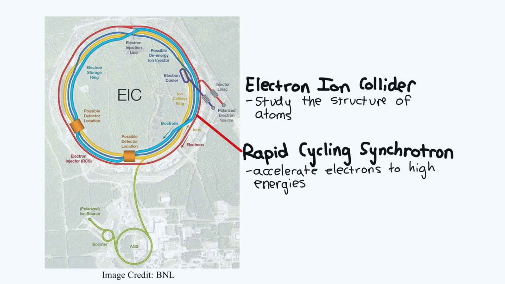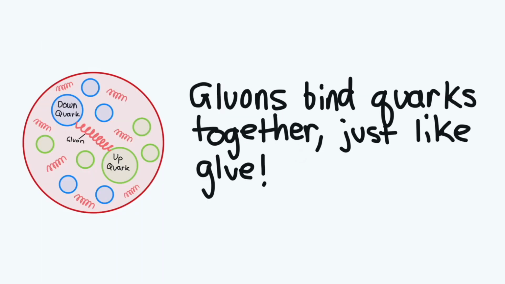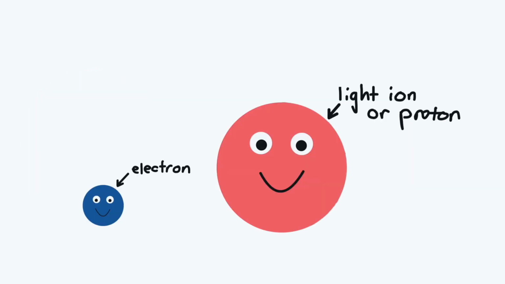The rapid cycling synchrotron will be responsible for accelerating electrons up to high energies to collide with the ions to hopefully discover more about the structure of atoms, and more specifically the strong force in gluons. Gluons are the carriers of the strong force, acting like a glue that holds the atoms together. Let's get back to our friends, the electron and the ion.